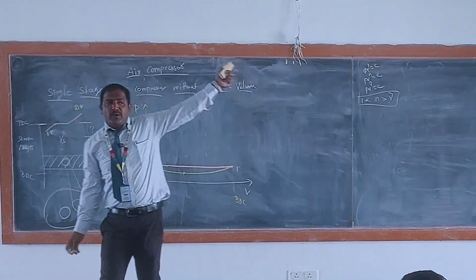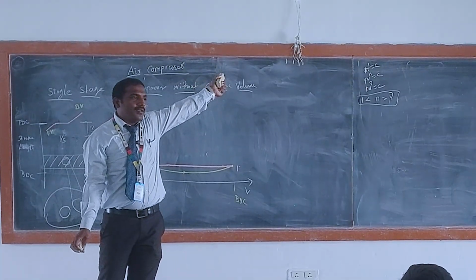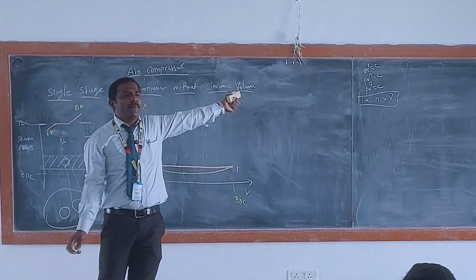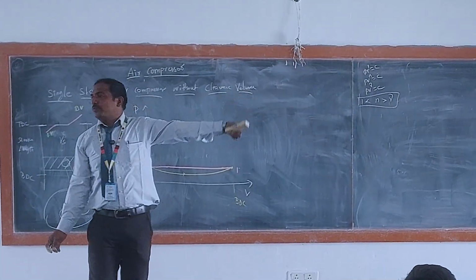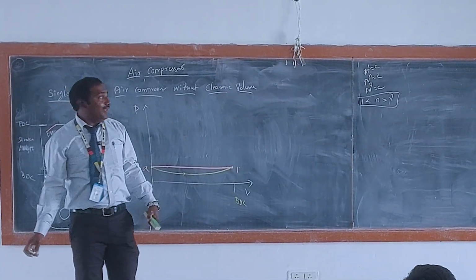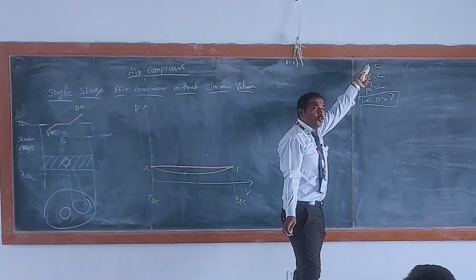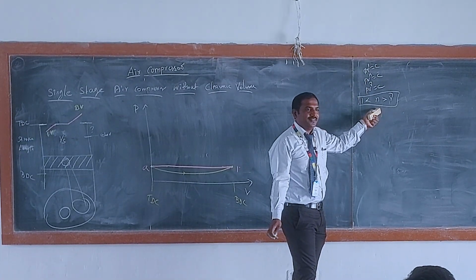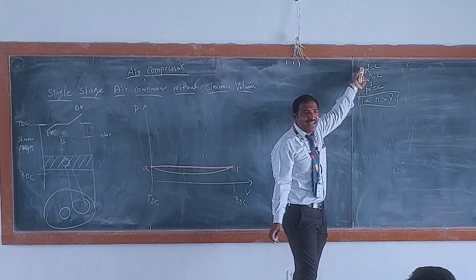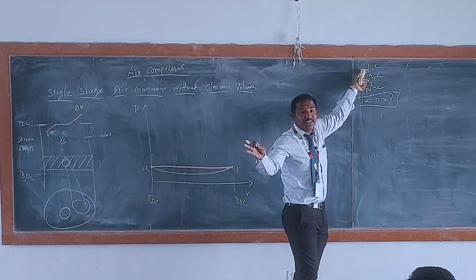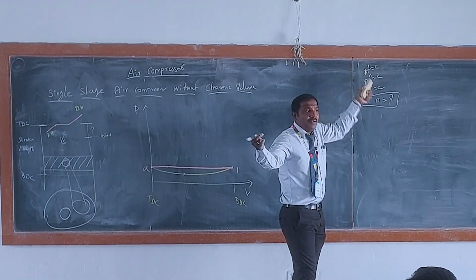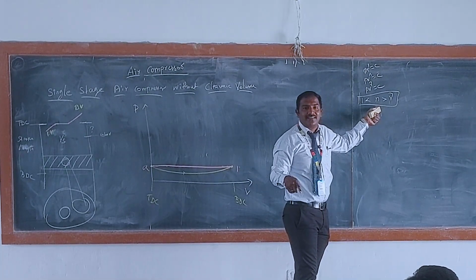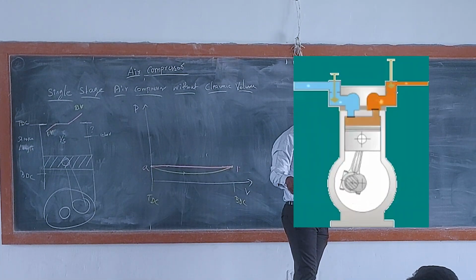Three processes. First one, what type of process? Isothermal process. Second one, polytropic process. Third one, adiabatic process. This is a very slow process. This is a very fast, rapid process, where there is no heat transfer. Sorry, in isothermal there is no change in temperature, but heat transfer is there. But here there is no heat transfer, but change in temperature is there. Got it? We have seen about it.